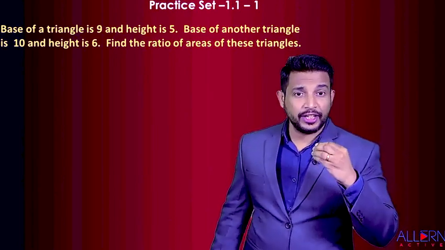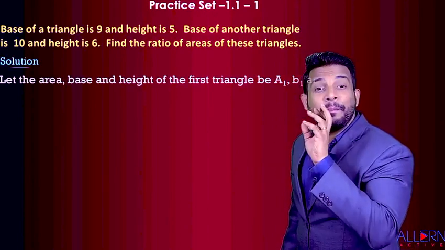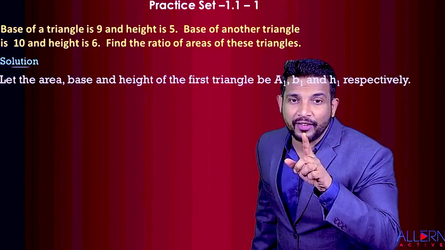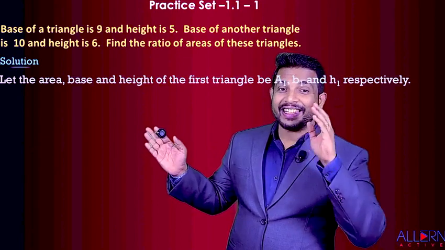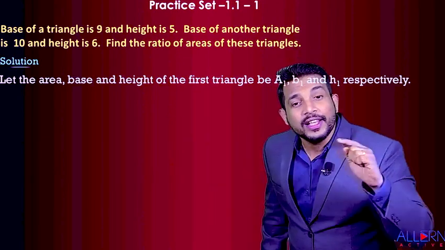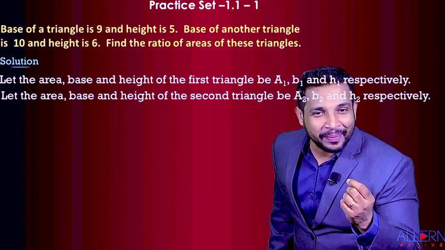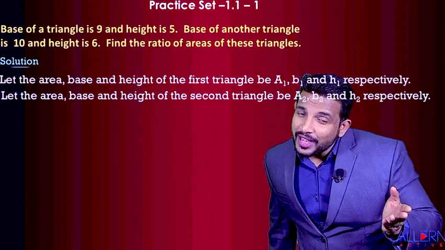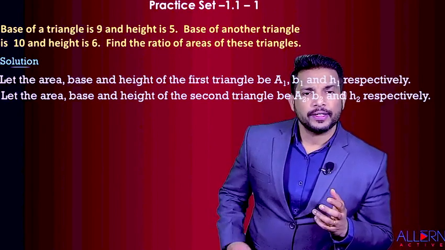So let's define. Since there are two triangles, for one triangle, we'll say let the base, height and the area of the first triangle, we take it as A1, B1 and H1 respectively. So area is A1, base is B1, height is H1 for the first triangle. Same way we take for the next triangle. Now you know the next statement to write, right? So write the next statement as let the area, base and height of the second triangle be A2, B2 and H2 respectively. So we have defined this.